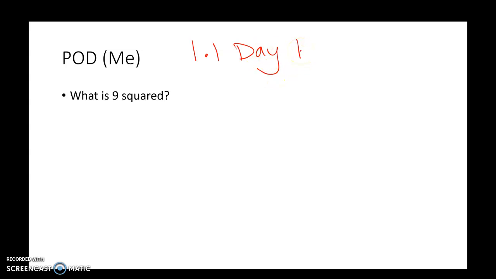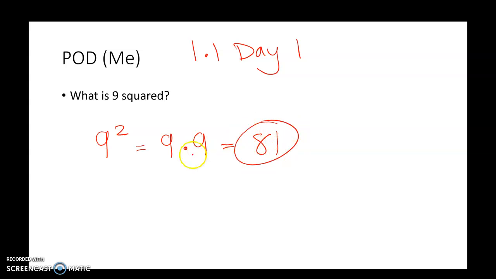We are going to do your problem of the day. Problem of the day is, what is 9 squared? 9 squared looks like this. 9 squared just means 9 times 9. And 9 times 9 is 81. That's your final answer. So 9 squared equals 81.